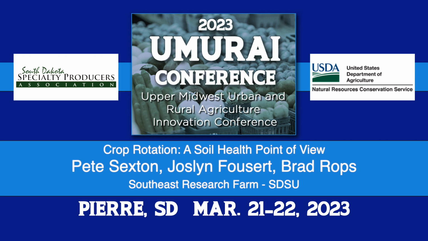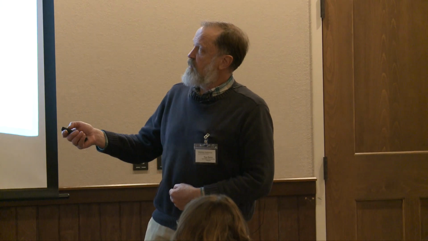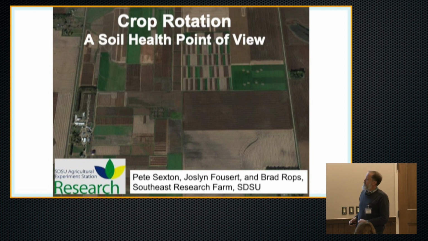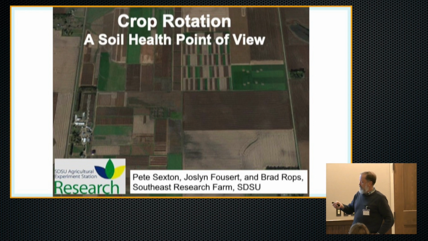Okay, so I'm going to talk a little bit about crop rotation. This is a satellite view of the Southeast Farm. It's a farmer-owned research experiment farm, and it's staffed by SDSU, and it's owned by a nonprofit farmer association. The farm started in the 1950s, and was established by that association in the early 60s. You can see with these plots here, we've got a lot of different crops going in rotation. We're mostly at corn, soybean, small grain rotation.